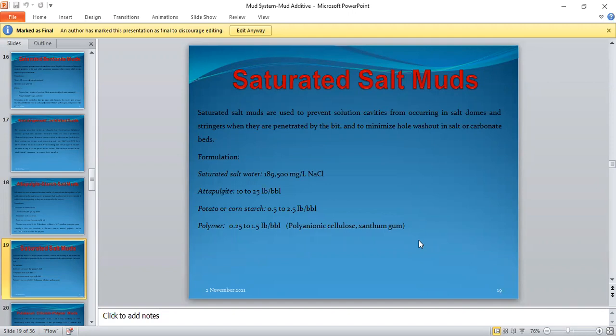Sorry, sir. Please, on salt muds. You said it is used during drilling to clean holes and to prevent sloughing of the surface hole. Please, may I understand what you mean by sloughing of the surface hole?